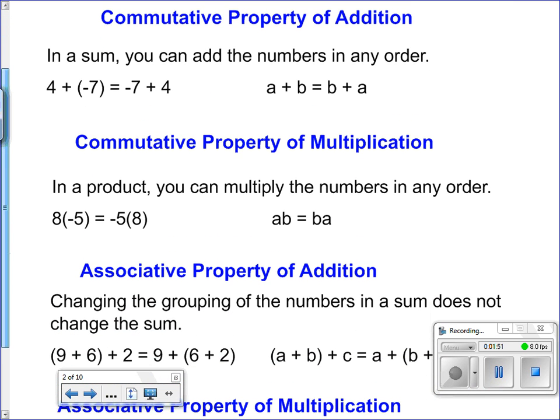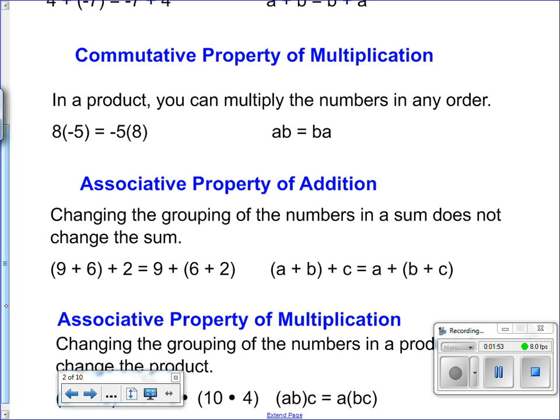Next, we have the commutative property of multiplication. In a product, you can multiply the numbers in any order. 8 times -5 is equal to -5 times 8. In algebra, a times b is equal to b times a.